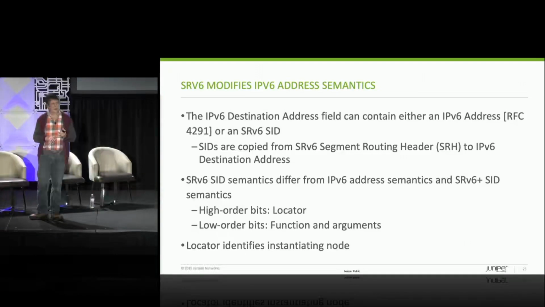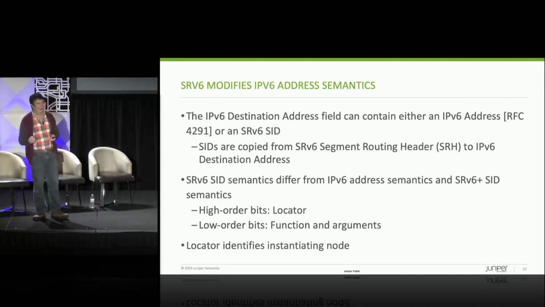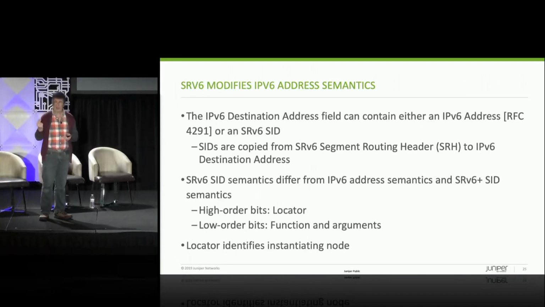In IPv6 and SRv6+, an IPv6 address means exactly one thing. It identifies an interface, period, end of story. In SRv6, an IPv6 address identifies an instruction to be executed on a node. The address isn't the destination. The address represents what should be done with a packet once it reaches the destination.